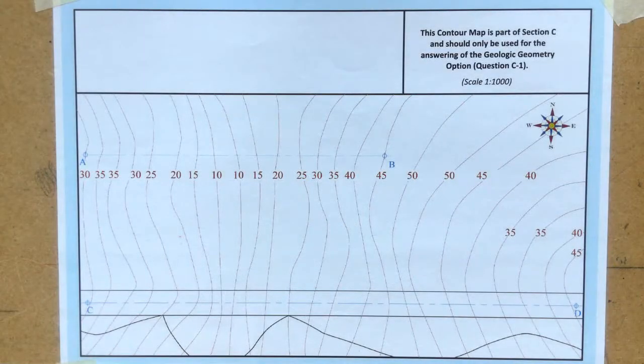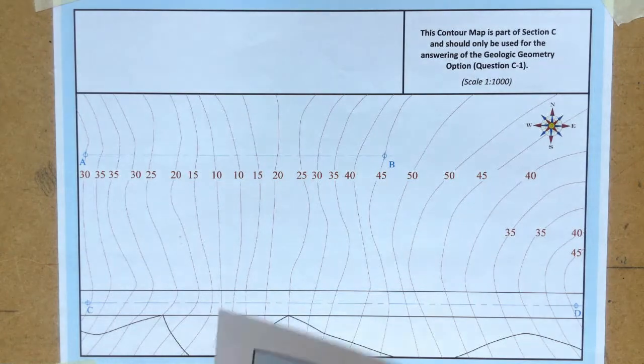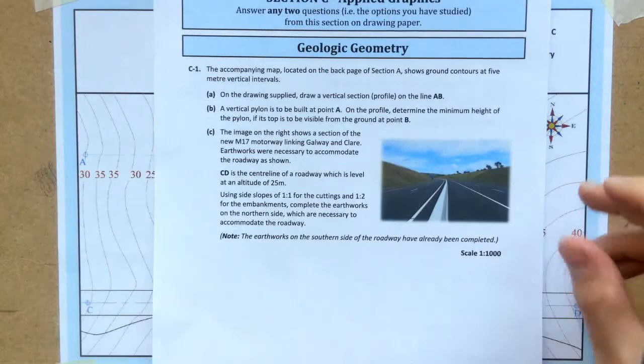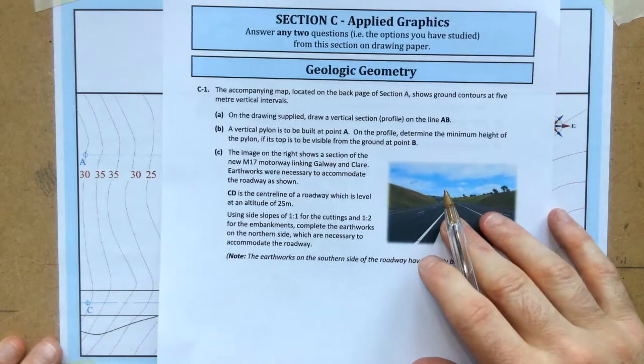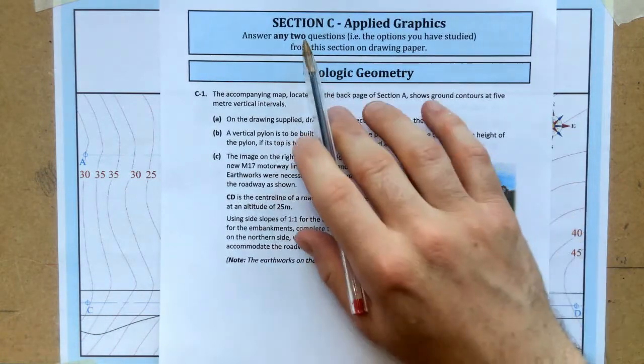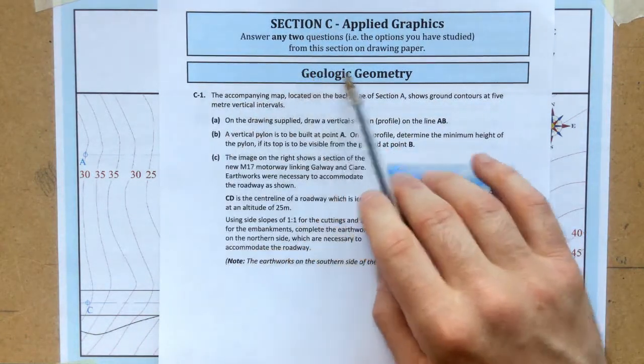Hi folks, so this question, guys, is from the 2018 Ordinary Level paper. It is based on the topic of geologic geometry, otherwise known as road geometry sometimes. It is from section C of the paper, C1. Just looking here, we can see the information that's given to us. Section C, question C1, geologic geometry.